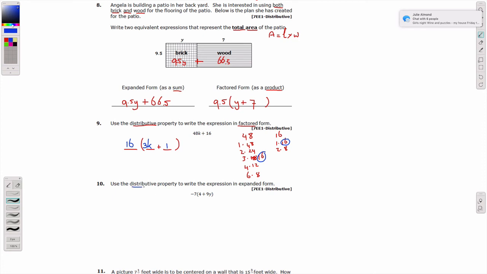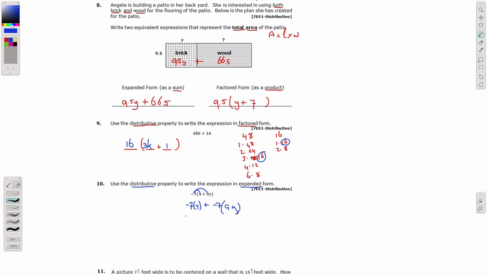Number 10. Use the distributive property to write expressions in expanded form. All right, now this one I have to do the opposite. So here I have to take the factor outside and multiply it by all of the factors inside. In this case, there are 2 of them. The reminder for that is the double rainbow: -7 times 4 and -7 times 9y. I'm going to write this out. So it's going to be -7 times 4 plus -7 times 9y.